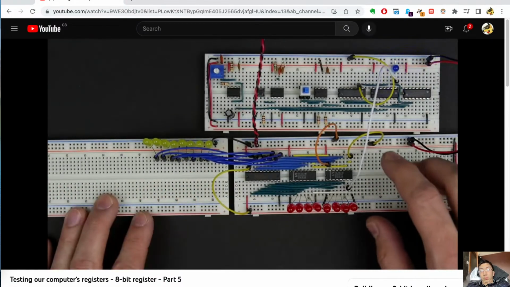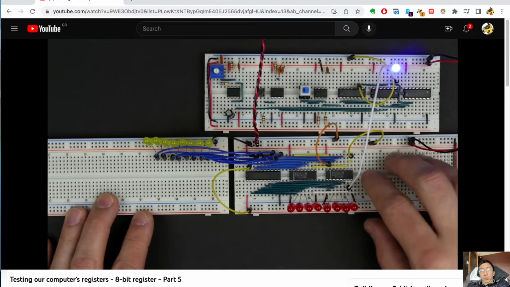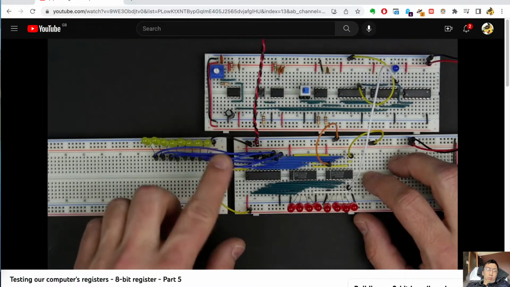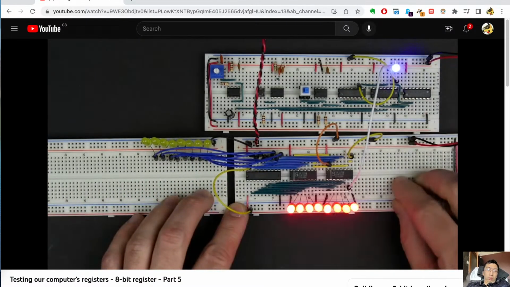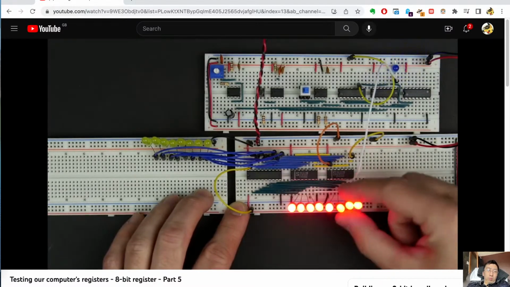The first thing I'm going to do is see what happens when we bring our load pin from high to low. In other words, we're telling our register to load whatever's on the bus. Now there's nothing connected to the bus, so it'll be interesting to see what happens. If we bring that low, we see that the next time the clock went high, all of the bits in our register went high.